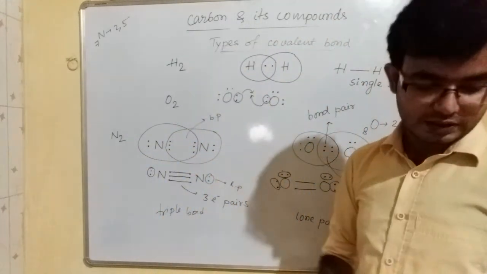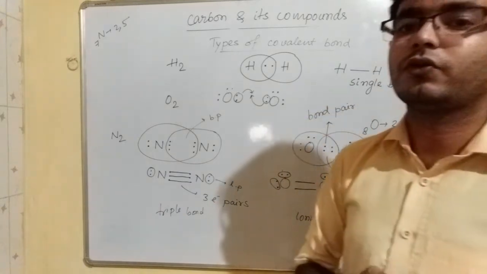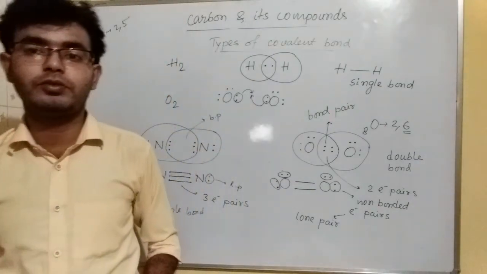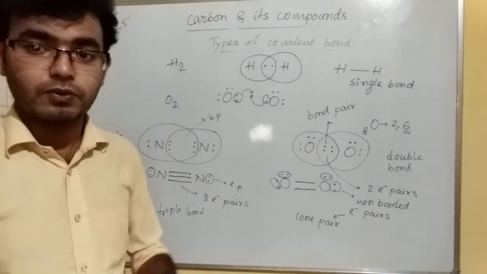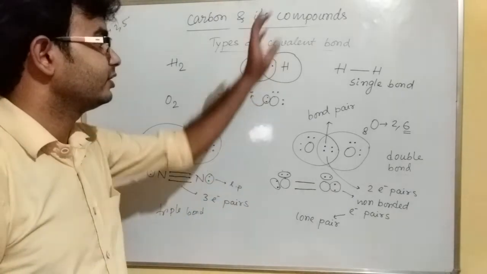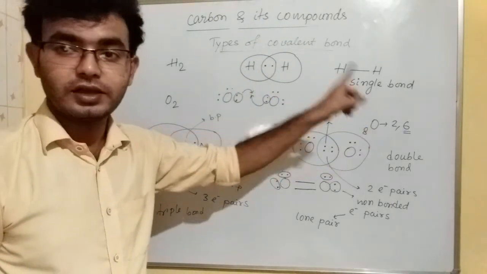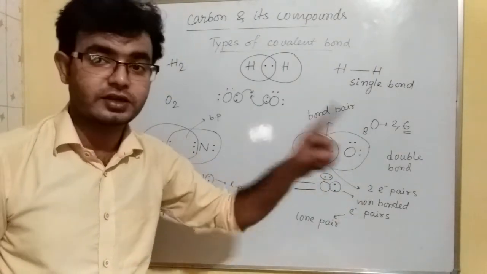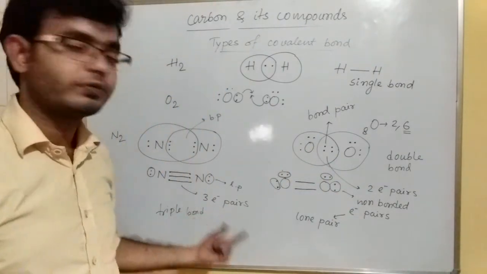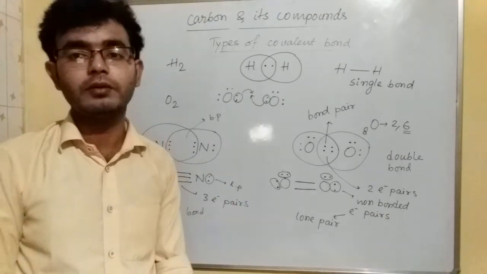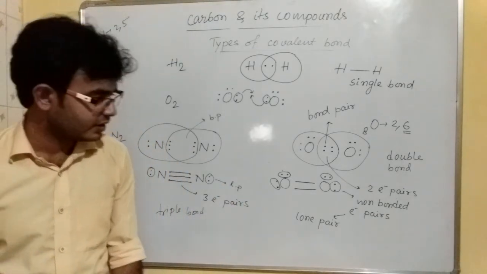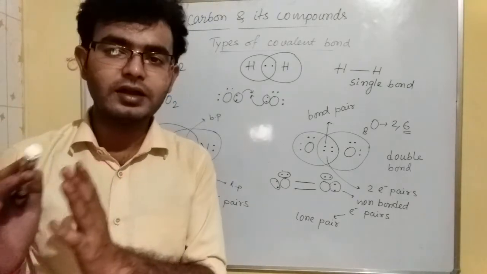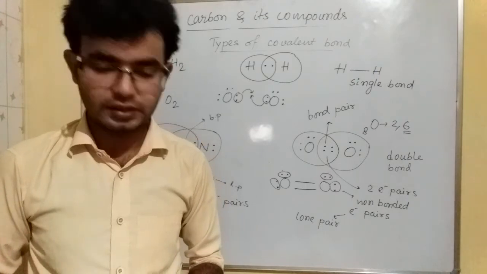So it is clear that there are 3 types of covalent bonds on the basis of the number of electron pairs shared in between two atoms. If one electron pair is shared in between two atoms, then it will form a single bond. If 2 electron pairs are shared, it will form a double bond. If 3 electron pairs are shared, it will form a triple bond. So there are 3 types of covalent bonds: single bond, double bond and triple bond. ठीक है, समझ में आ गया?